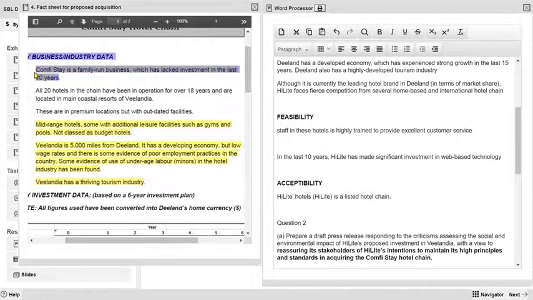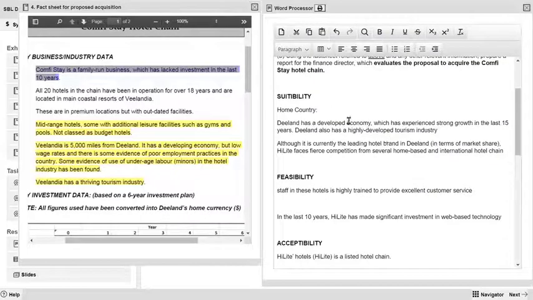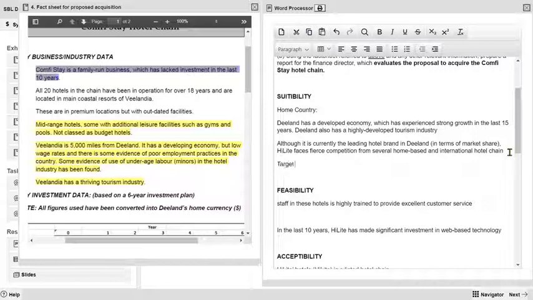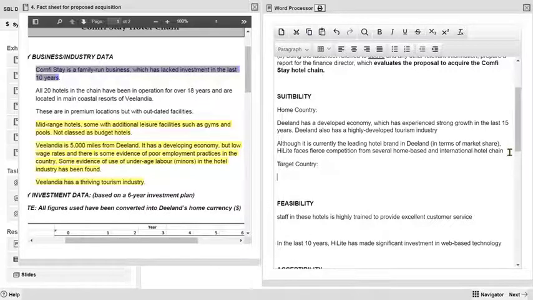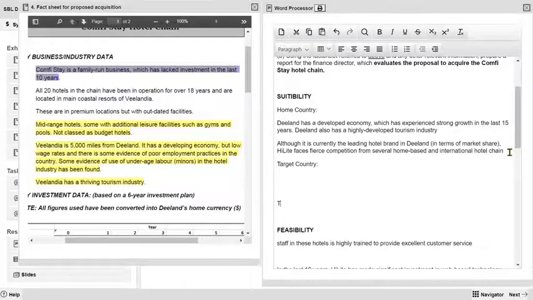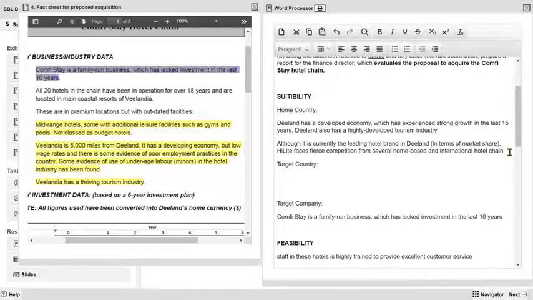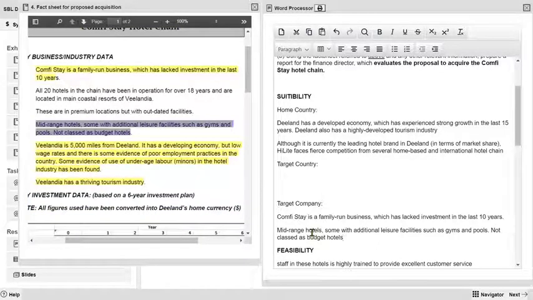Okay, copy, Control C. Where will it go? Suitability, home country. Then we'll talk about target country, and I will paste this here. Oh no, not target country. This is target company. I paste it here. What else? It's a mid-range hotel. Okay, I just copy this, Control C, and paste it here.